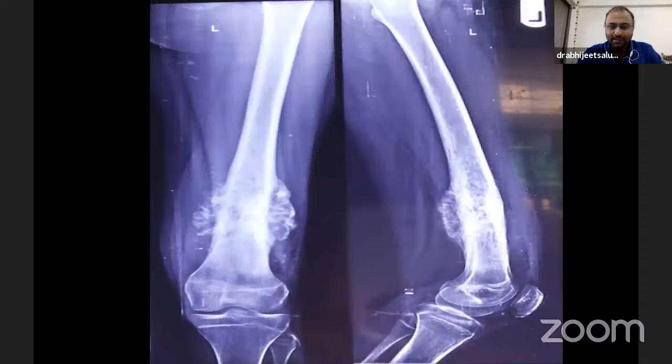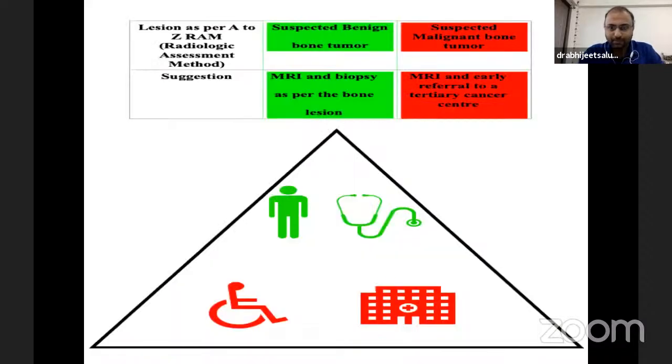In the next X-ray, we can see a lesion involving the diaphyseal and metaphyseal area, with ill-defined periosteal reaction, and a soft tissue mass is present. This looks to us like a malignant bone tumor according to all the features we learned previously in this topic. So again, this is important: suspected benign bone tumor, MRI and biopsy as per the bone lesion; suspected malignant bone tumor, get an MRI and refer to a tertiary cancer center.